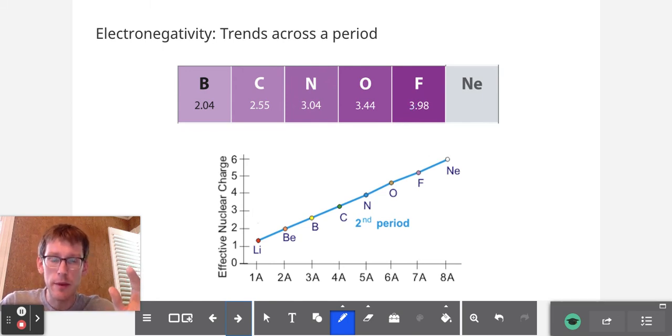considering that we still have the same number of shells, the stronger the attraction between the nucleus and something out there. In the case of ionization energy, it's the attraction between the nucleus and the valence electron. In the case of electronegativity, it's the attraction between the nucleus and bonding electrons. But what we can see is that fluorine, with its 9 protons, is going to have a substantially higher electronegativity than boron with its 5, or lithium with its 3.